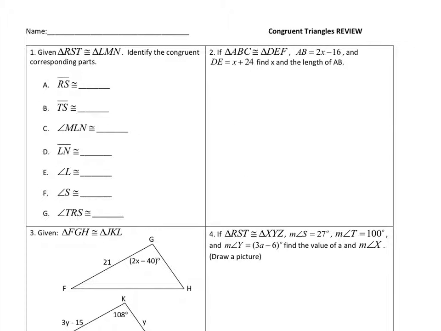So your homework assignment tonight has a focus of congruent triangles. So this is a review for congruent triangles. I'd like you to do both sides. And the idea is that you are seeing that two triangles are congruent to each other. Remember, if two triangles are congruent, then all of their corresponding parts are congruent.